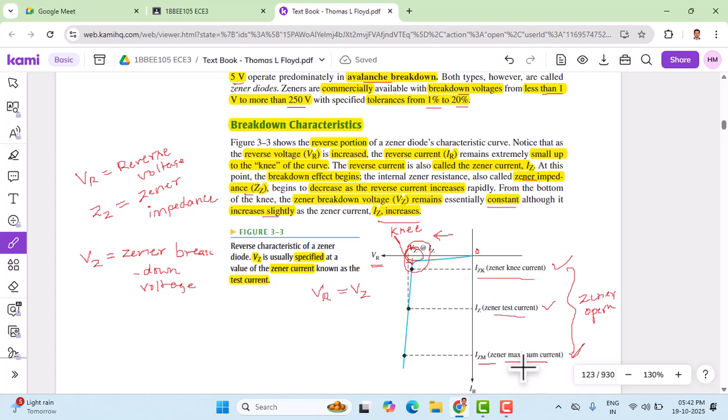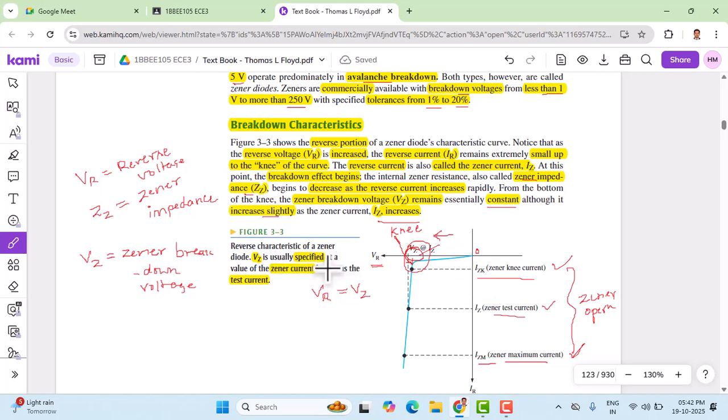So it's not safe to operate a Zener diode beyond a current of more than IZM. It is the upper limit. So the overall conclusion is, as long as the current remains between IZK and IZM, the voltage across the Zener diode remains almost constant, which is equal to Vz. Below this, there is no stable voltage, as we can see here.